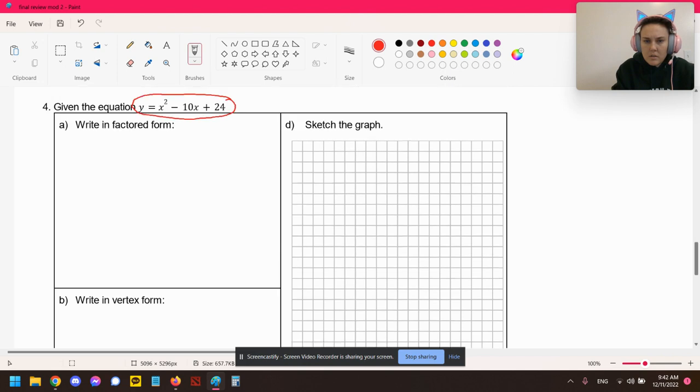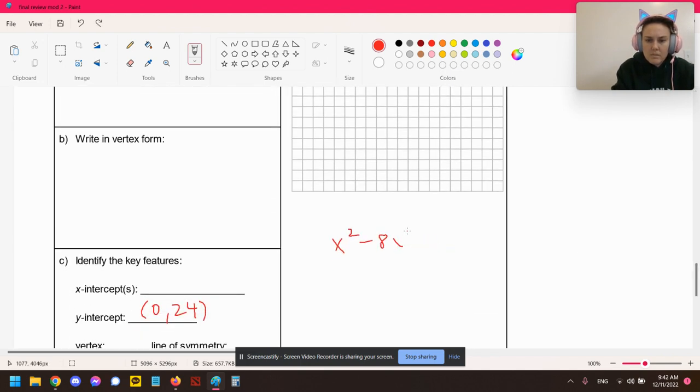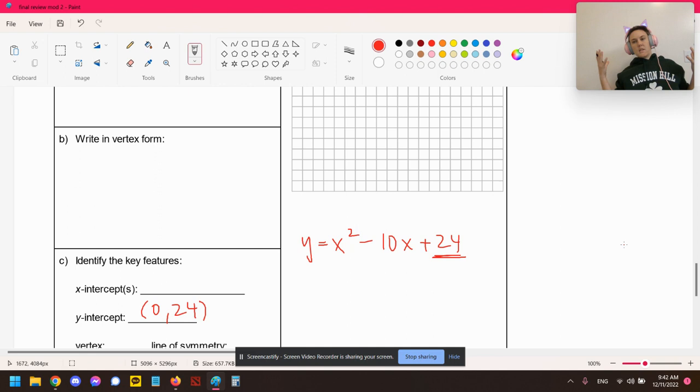Was this 10 or 8? It was 10. And sorry, the y-intercept is just the c. So y-intercepts are when x equals 0, right? So if I plug in 0 for x, these go away, and we're left with 24.